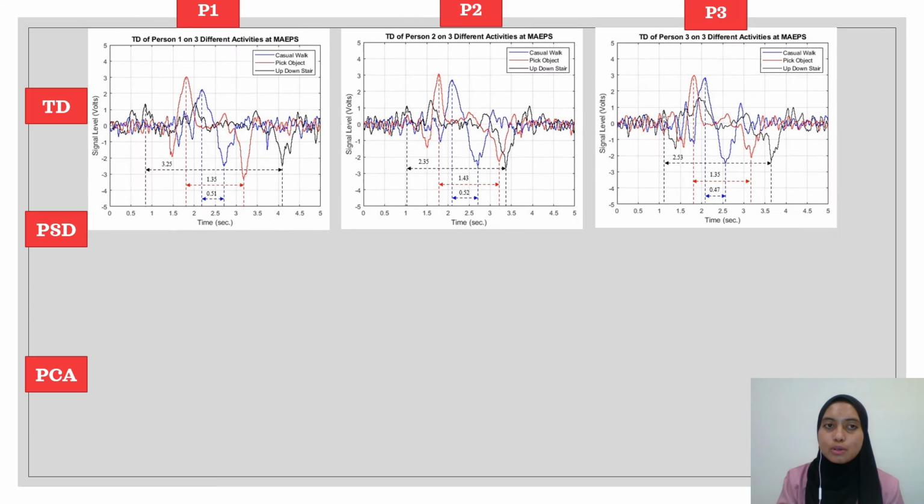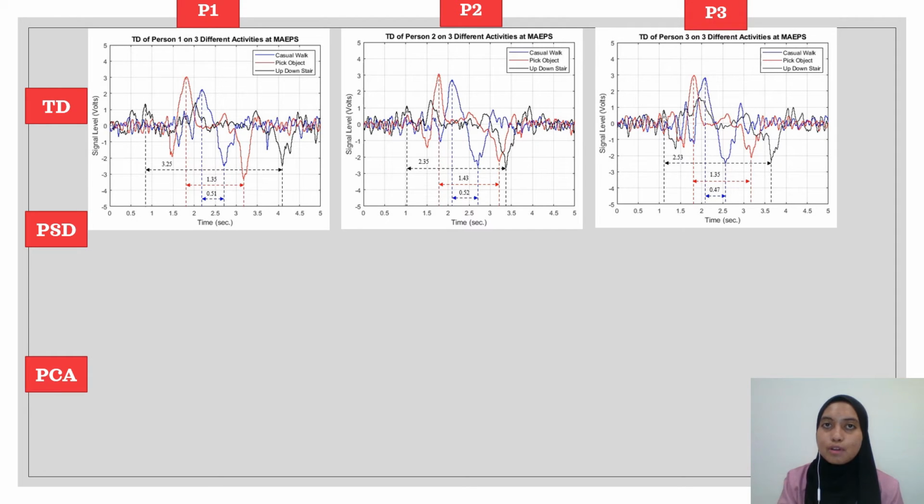All these figures show the time domain of person 1, person 2, and person 3 on 3 different activities. As you can see, the casual walk, the blue line, has the lowest time taken compared to pick object, the red line, and up-down stair, the black one.